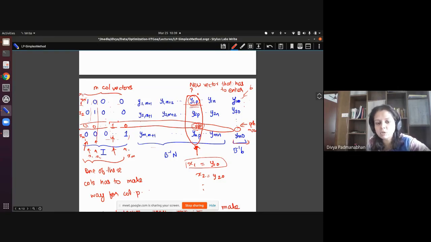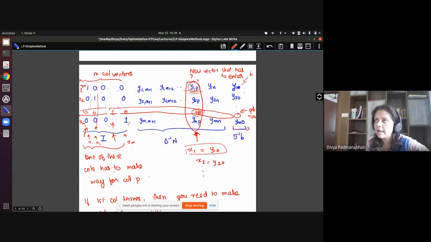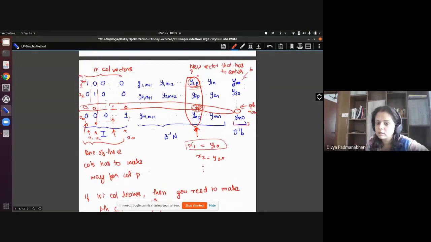So the thing was, you wanted to find which one leaves the system. This step entirely looks at maintaining the feasibility of the new solution. There's nothing to do with the objective here. The current solution you have is x1 is y1 0, x2 is y2 0, and so on, up to xm is ym 0, and xm plus 1, xm plus 2, and all these are going to be 0. That is the current basic feasible solution that you have.